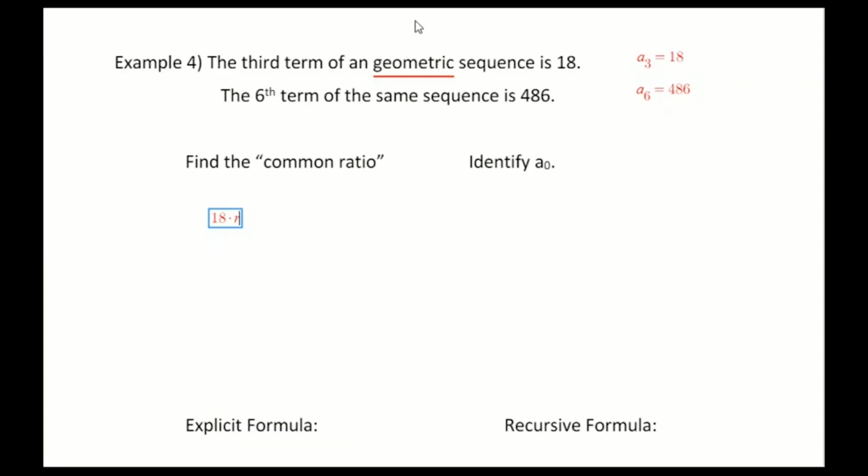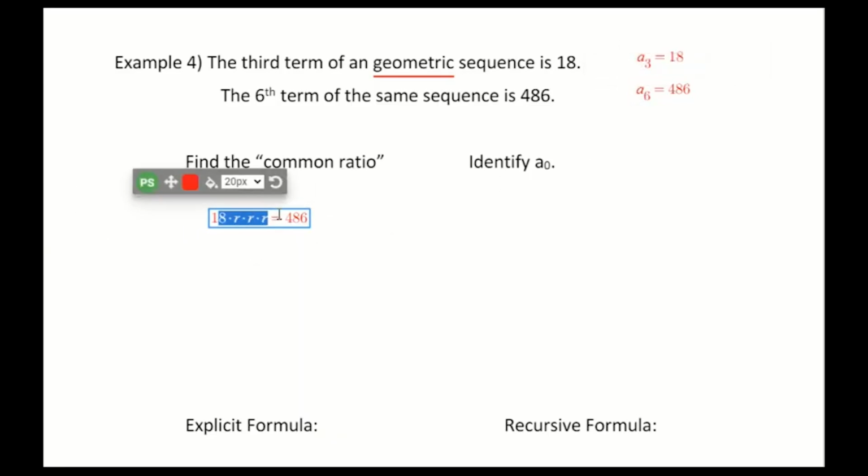Now let's think. If I multiply it one time, that'll take me to a sub 4. If I multiply it two times, that gets me to a sub 5. And if I multiply it one more time, that should take me all the way to a sub 6, which is 486. So the number of times you're multiplying by the common ratio is the same as the difference between the term numbers. Notice 6 minus 3 is 3. That's how many terms exist in between here, and so that's how many times we're going to multiply that common ratio.